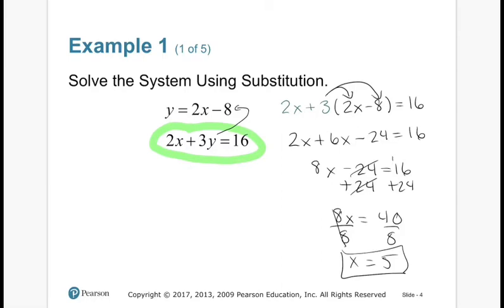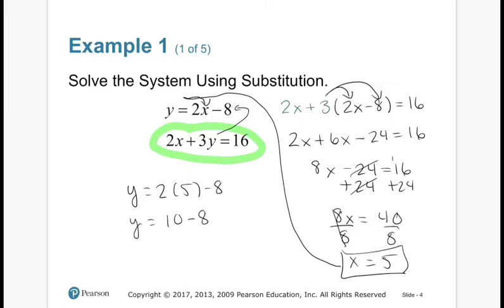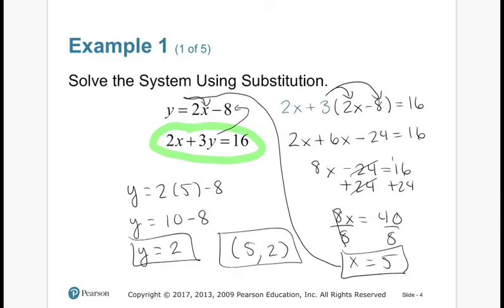Now, this is not all the work. I still need to find y. Since I already know what x is, guess what I'm going to do? Substitute it in for x. So I have y equals 2 times 5 minus 8. 10 minus 8. So y has a value of 2. Thus, my solution for this system is (5, 2). Again, I don't really care which of the two equations you substitute into. Just make your life easier. That's all I want.